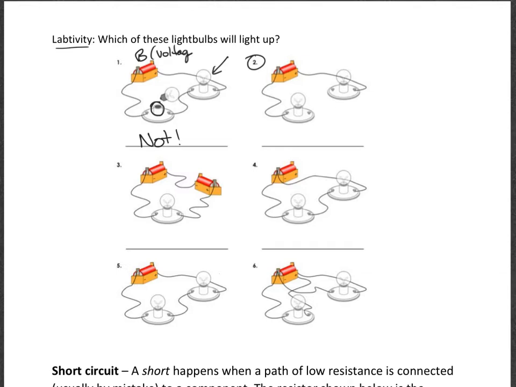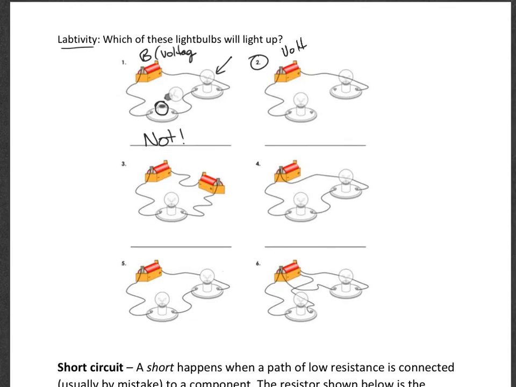Number two, will number two light up? Will this circuit, if you have a voltage and you have two light bulbs that work, but this one's on one side and this one's on the other, create a circuit that lights up? Yes or no? No light or yes light? Almost. It has to be a closed circuit.